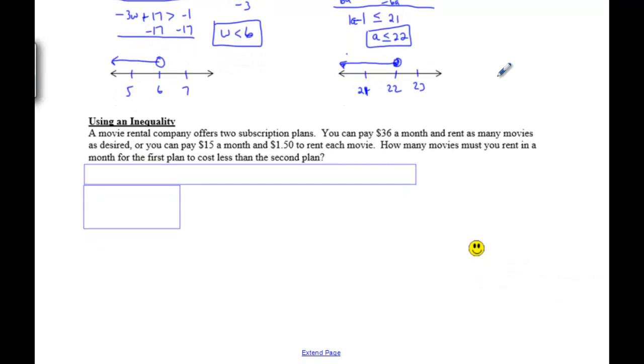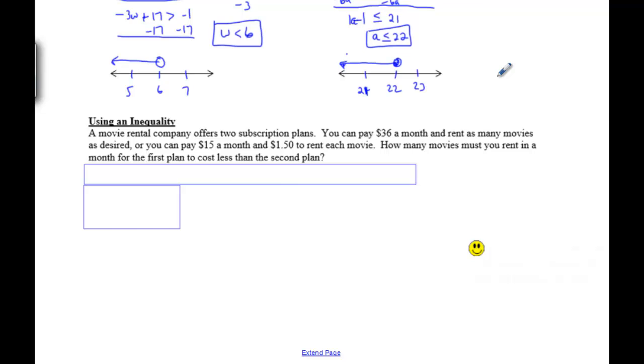Using an inequality. So what if we have a word problem and we have a movie rental company that offers 2 subscription plans. You can pay $36 a month and rent as many movies as you desire, or you can pay $15 a month and $1.50 to rent each movie. How many movies must you rent in a month for the first plan to cost less than the second plan?